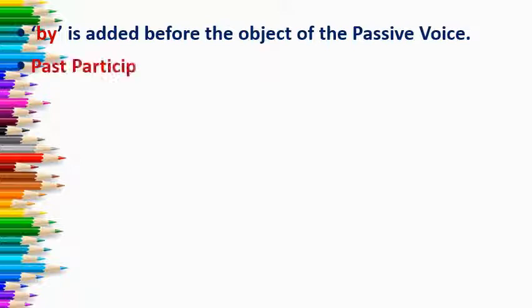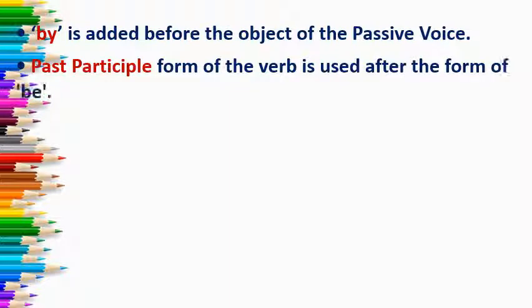Rule number 5 is that the past participle form of the verb is used after the form of be. Be forms are is, am, are, was, were, being, or been. So the past participle, that is the third form of the verb, is used after the form of be. This will be explained to you in the tense chart.